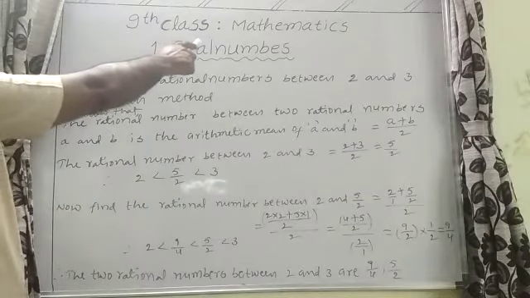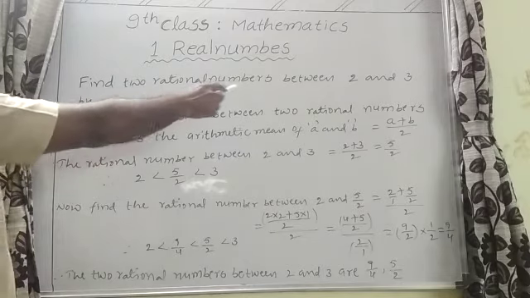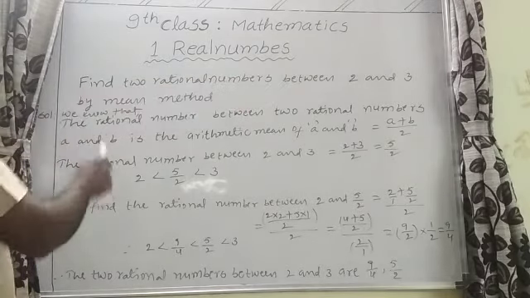Ninth class mathematics, real numbers. Find two rational numbers between 2 and 3 by mean method.